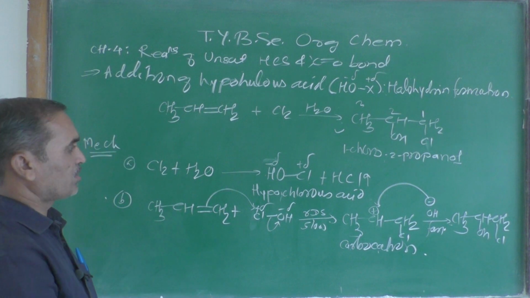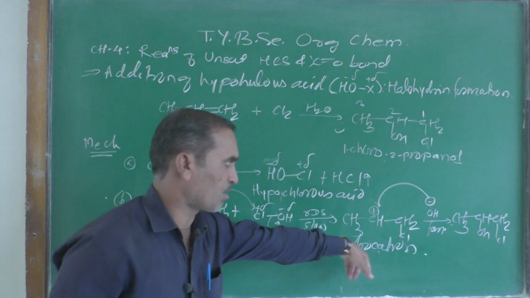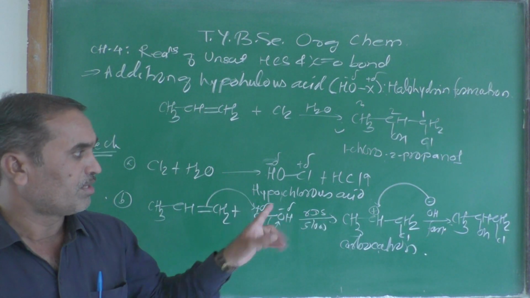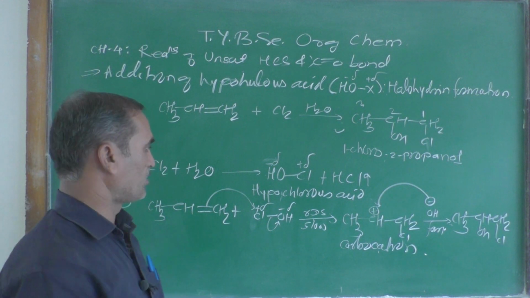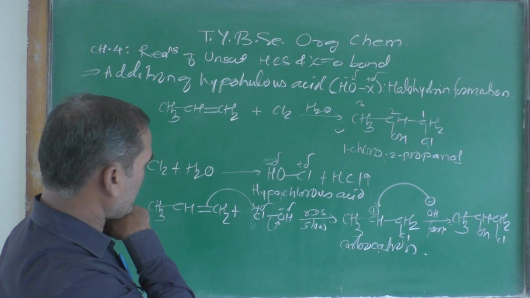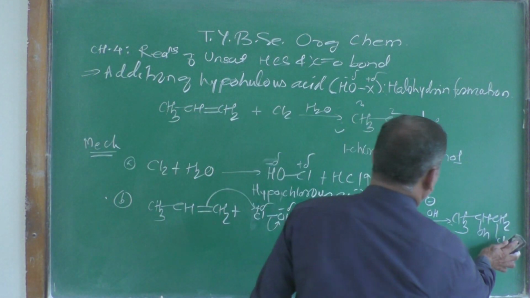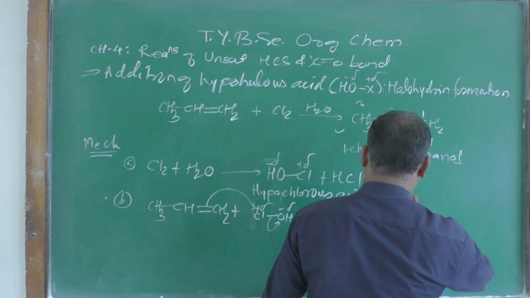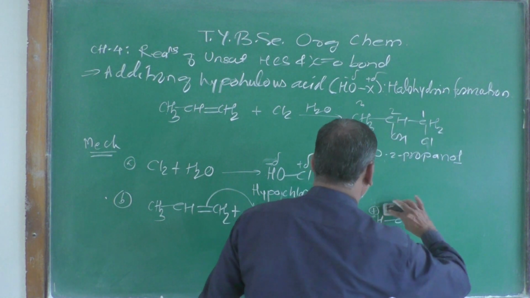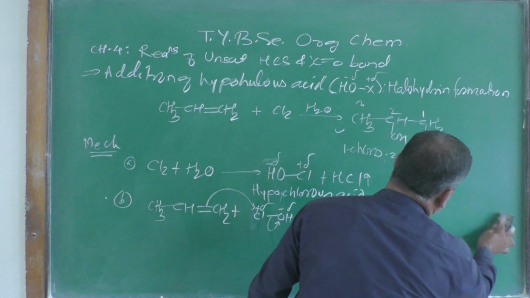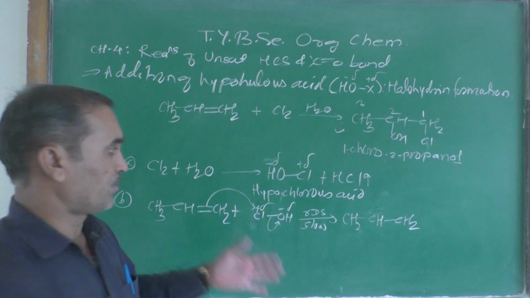So in this there are two steps. The first step is the formation of the carbonium ion, and the second one is a very fast step. In the first step we cannot determine the rate of the reaction. Let me clear something up: carbocation formation is not the intermediate here.